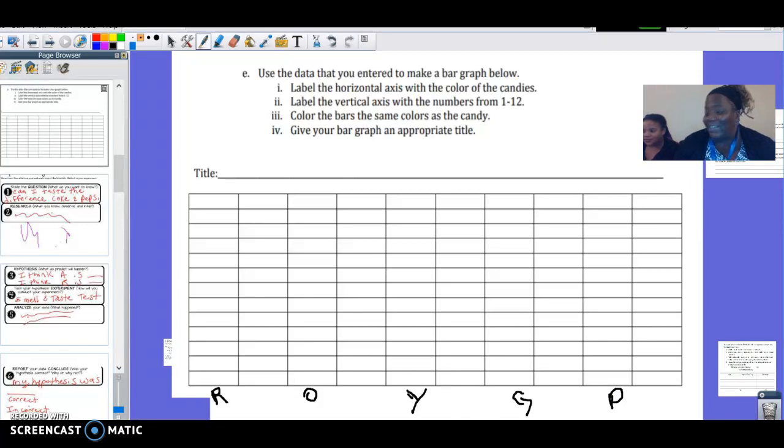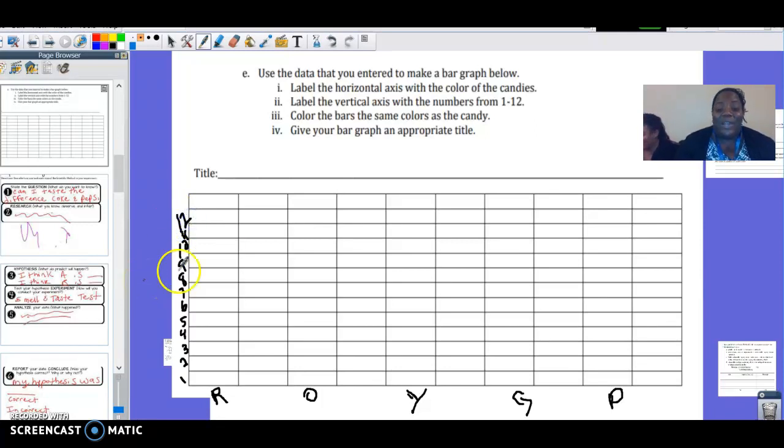Okay. Luna. All right. So there's the horizontal axis, and these represent color. Red, orange, yellow, green, and purple. Now, and then it says label the vertical axis with the numbers 1 through 12. The vertical axis is the one that goes up and down. So I'm going to start this as 1, 2, 3, 4, 5, 6, 7, 8, 9, 10, 11, 12.